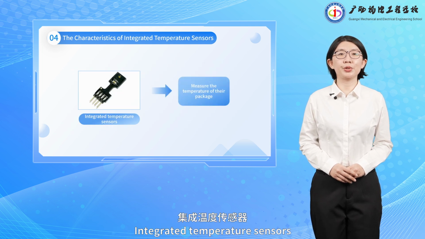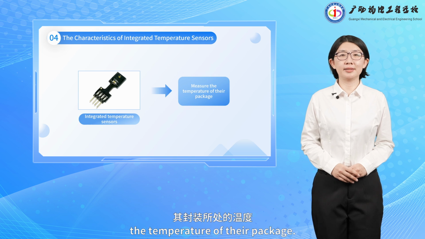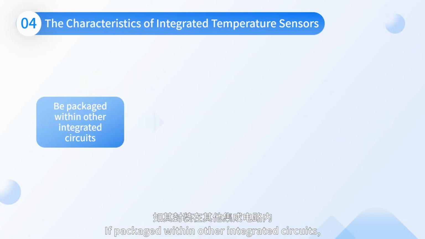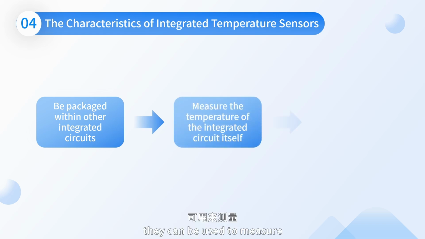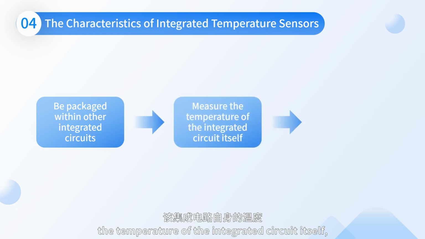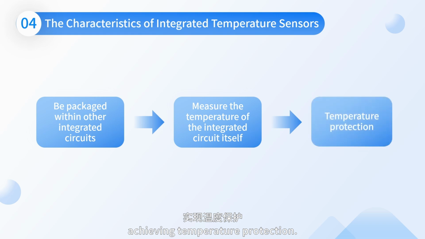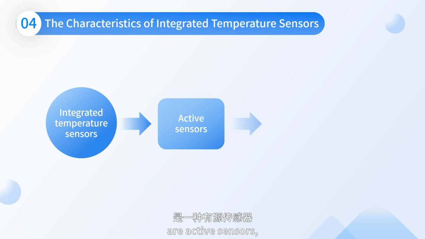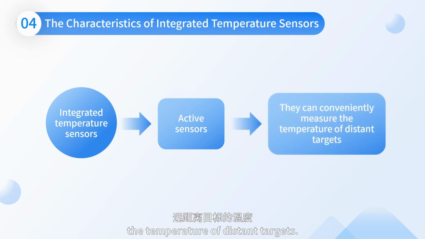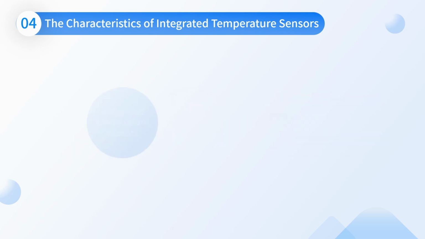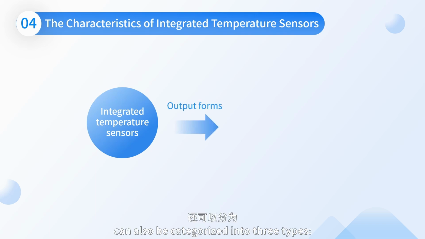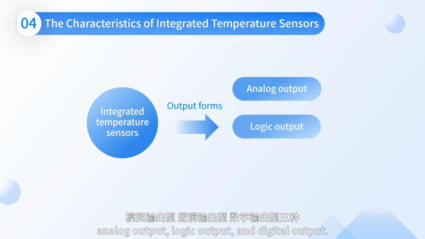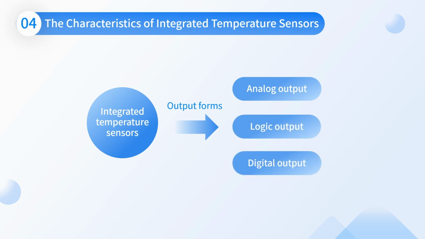Integrated temperature sensors are generally used to measure the temperature of their package. If packaged within other integrated circuits, they can be used to measure the temperature of the integrated circuit itself, achieving temperature protection. Because integrated temperature sensors are active sensors, they can conveniently measure the temperature of distant targets. Furthermore, temperature sensors can also be categorized into 3 types: analog output, logic output, and digital output.